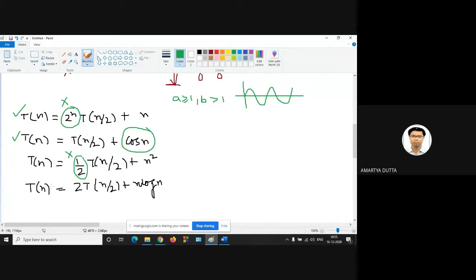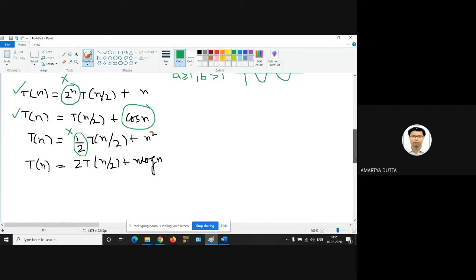What about the fourth one? The proof of the fourth one is out of syllabus. This is the famous problem in master theorem. You can't apply the master theorem for this particular problem, T(n) = 2T(n/2) + n log n. Why? Because your f(n) is order of n log n.